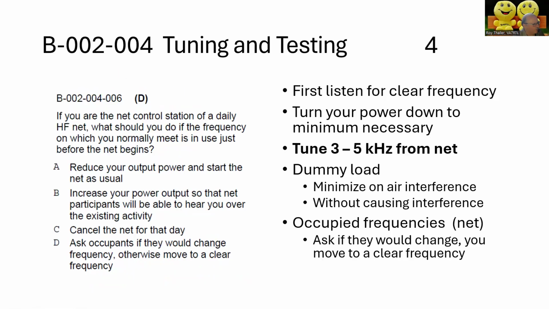Here's another question. If you are the net control station of a daily HF net, what should you do if the frequency on which you normally meet is in use just before the net begins? Remember that no one owns the frequency in amateur radio. So D is ask occupants if they would change frequency. Otherwise, if they won't move off the frequency, you move to another clear frequency.